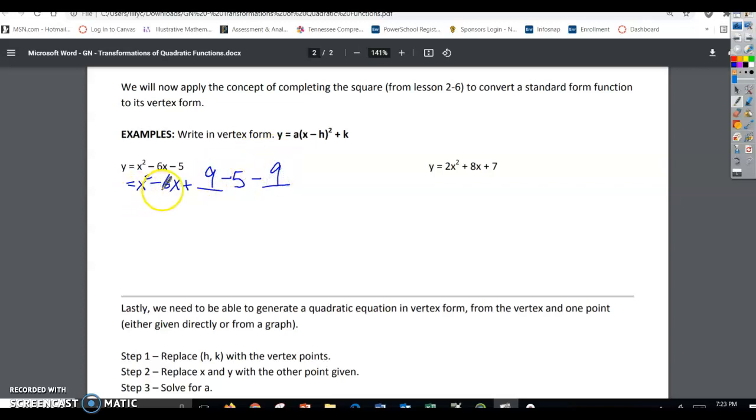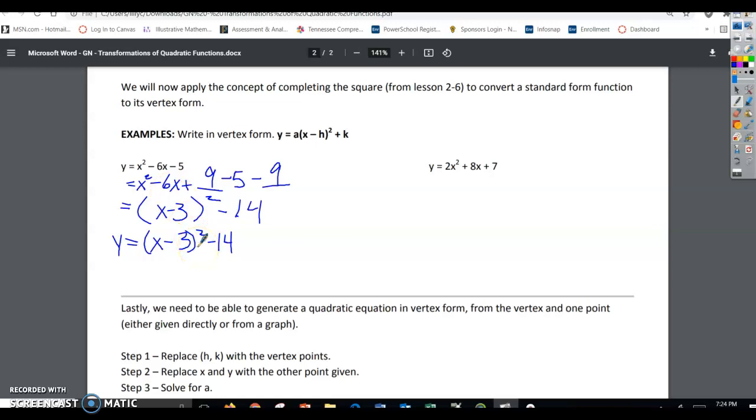All right, why did I do that? Because now this is a perfect square trinomial. Remember, we did the special factors. So now I can go straight to x minus 3 squared. -5 and -9 make -14. And you can see that this is now in vertex form. All right, so that's all it is to go from standard form to vertex form.